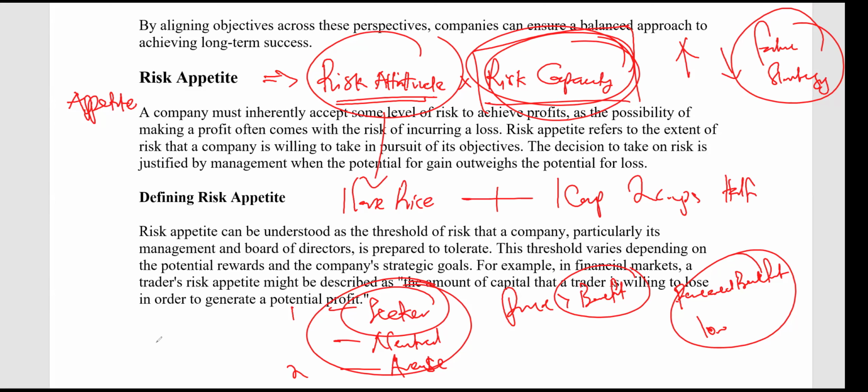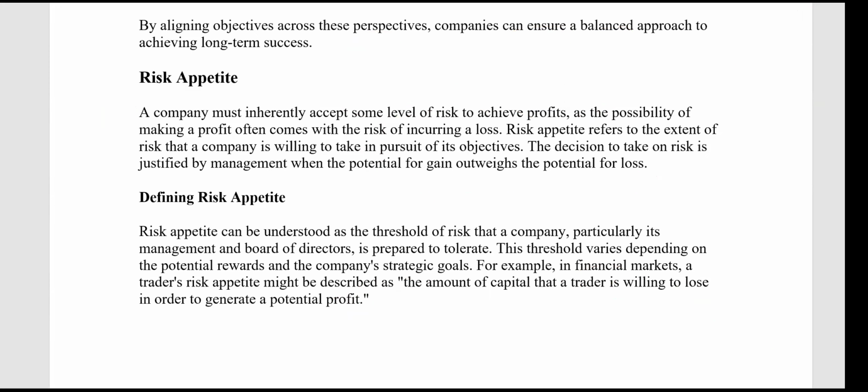So risk appetite, as we were saying, right? The decision to take on the risk is justified by management when the potential for gain outweighs the potential for loss, then the people will take it on, right? Most of the time. But sometimes management imposes their risk attitude onto the shareholders, which is bad. Maybe he has seen an investment which he wants to take, but the shareholders may not like it.